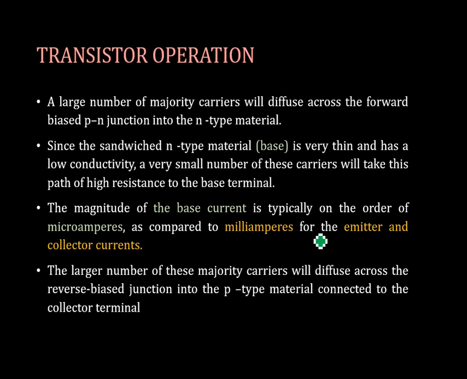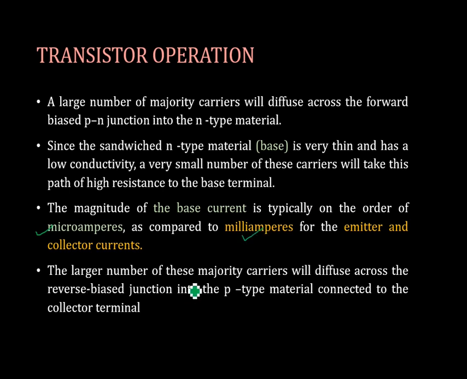In a transistor, a large number of majority carriers will diffuse across the forward bias PN junction into the N-type material. Since the sandwiched N-type material or base is very thin, it has very low conductivity. A very small number of these carriers will take this path of high resistance to the base terminal. The conductivity of base is very low. It is very lightly doped. The magnitude of the base current is of the order of microamperes, and the emitter and collector current will be in the range of milliamperes.